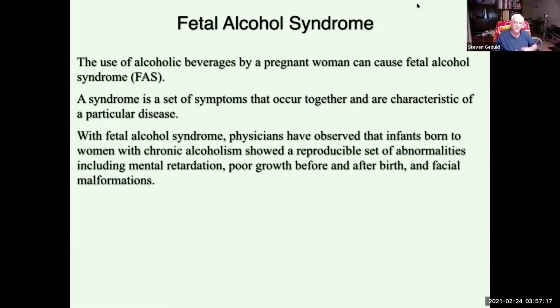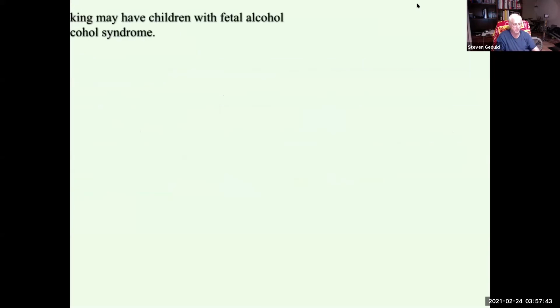With fetal alcohol syndrome, physicians have observed that infants born to women with chronic alcoholism show a reproducible set of abnormalities, including mental retardation, poor growth before and after birth, and facial malformations. Those are the set of symptoms that all go together. So fetal alcohol syndrome is going to produce mental retardation, poor growth before and after birth, and facial malformations. Mothers who report only social drinking may have children with fetal alcohol effects, a less severe form of fetal alcohol syndrome. So the syndrome is all the complications.